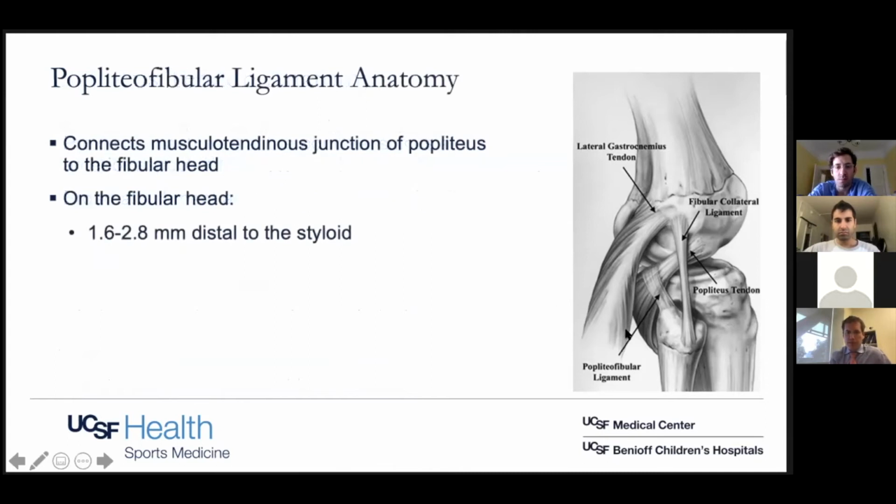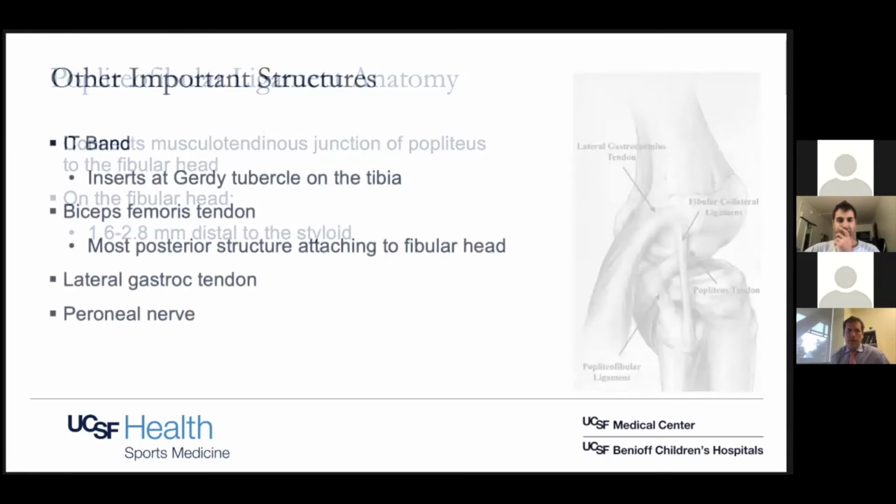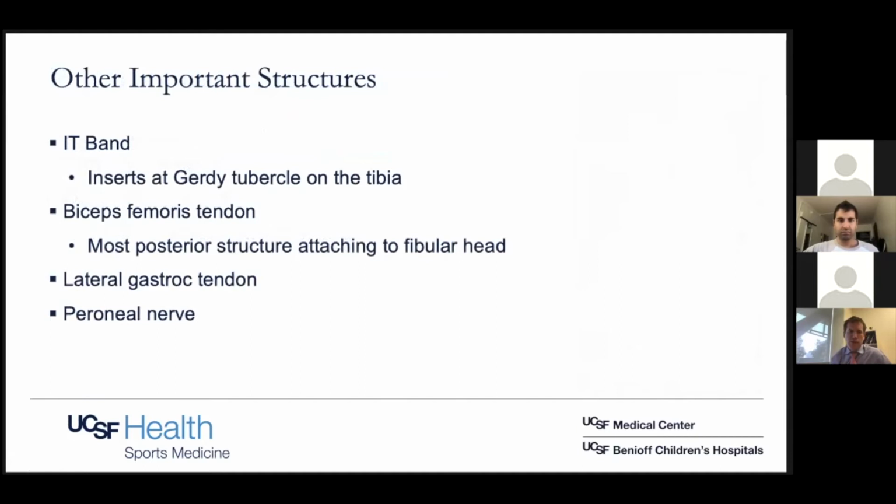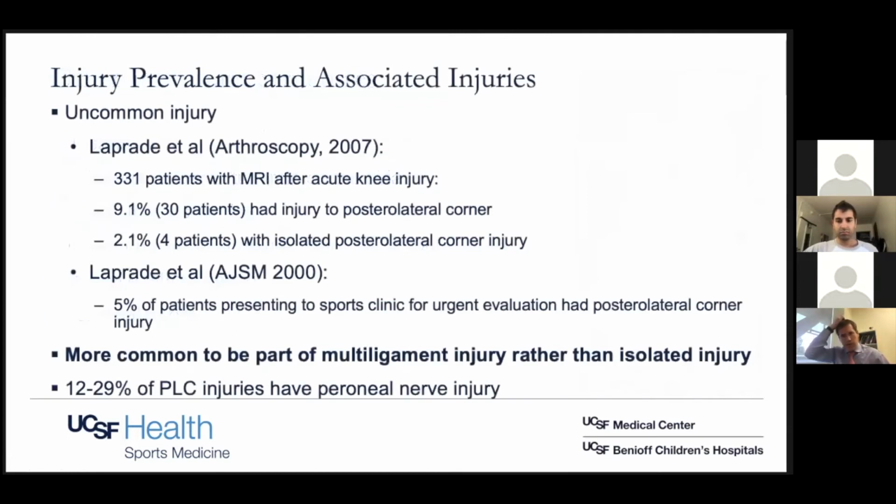And then the popliteofibular ligament is very important for posterolateral corner function. This is on the fibular head, just distal to the styloid, connecting fibula to that popliteal tendon at the musculotendinous junction. And then with these injuries, you can see avulsions of the IT band, avulsions of the biceps, injuries to the lateral gastroc, peroneal nerve. So really looking at these structures on your imaging is important as well. So with posterolateral corner injuries, these are uncommon.